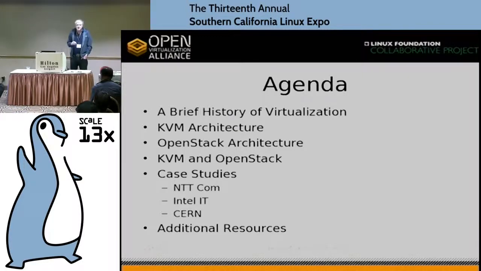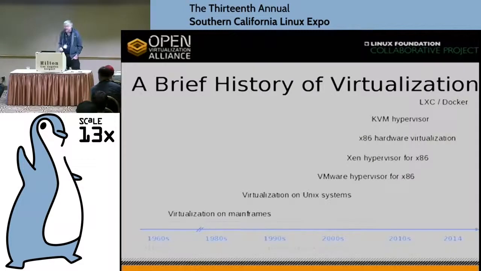This is especially relevant because the vast majority of OpenStack deployments actually use KVM as the underlying hypervisor, and I'll show you the most recent stats on that. Then I want to dig into some case studies, some examples of people using OpenStack in conjunction with KVM, why they're doing it, and what benefits they're seeing from that. So let's start at the beginning with a brief history of virtualization and how we got to where we are today.